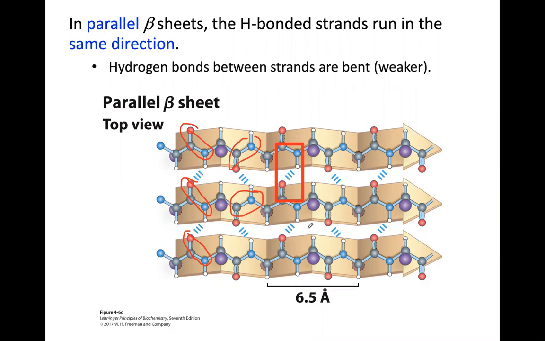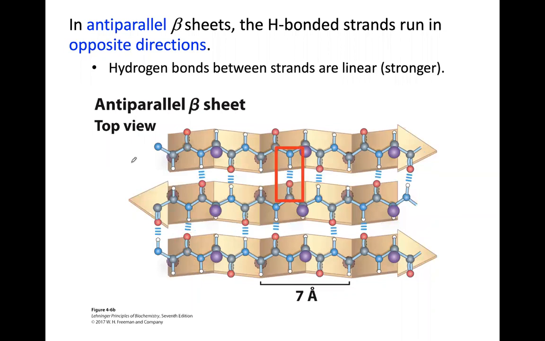Which kind of weakens the interaction a bit, right? So remember, hydrogen bonds like to be straight. So this will be the parallel beta sheet, top view. Now the opposite is the anti-parallel beta sheet, right?